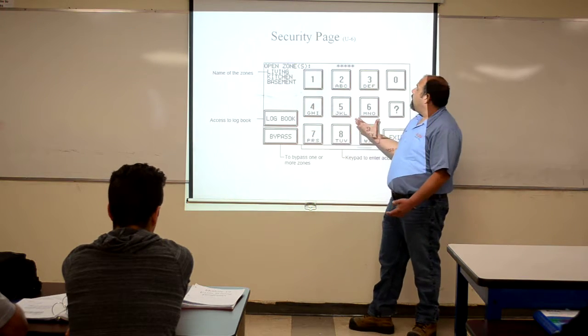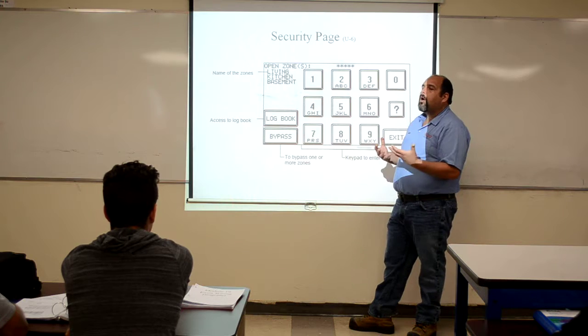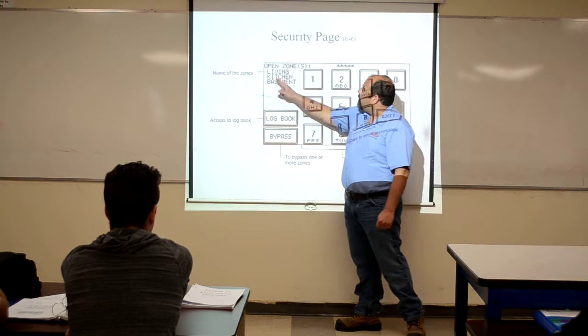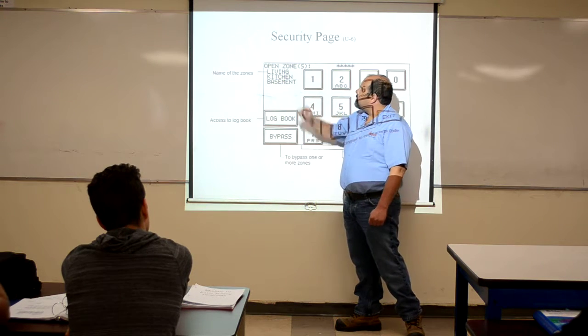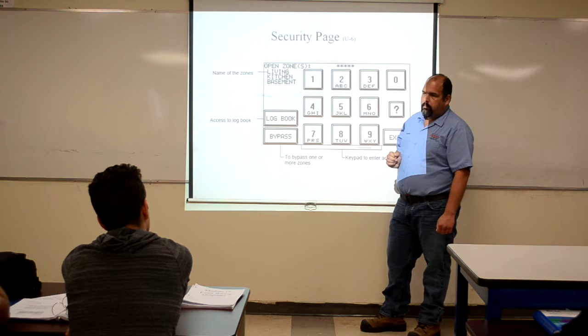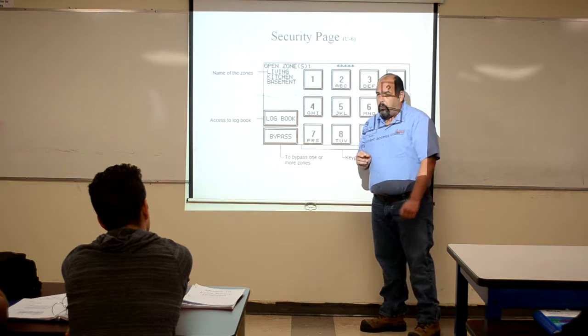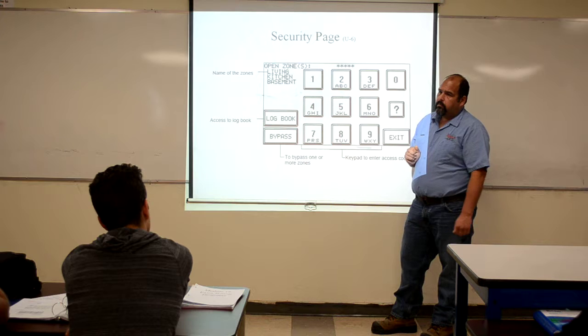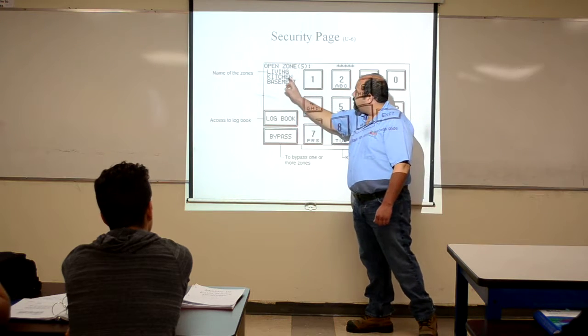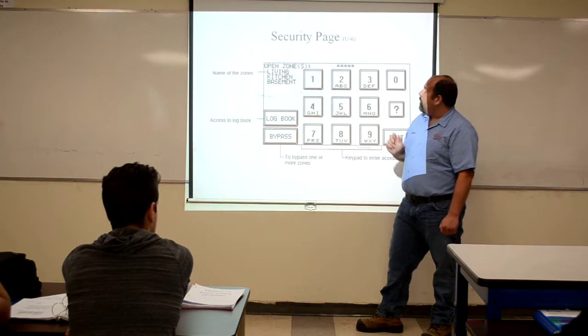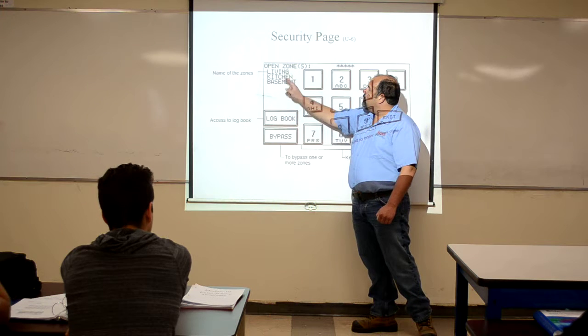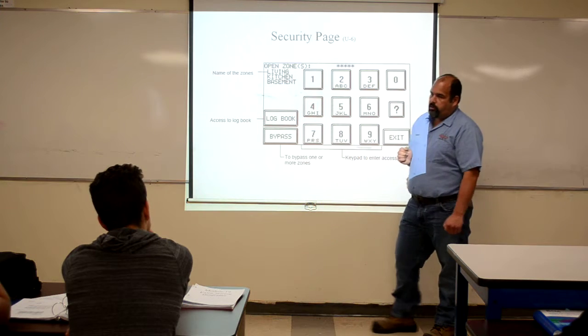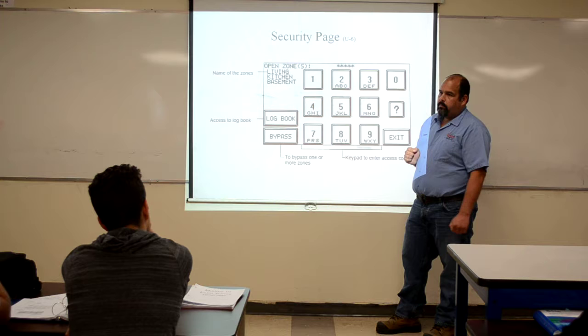So if my system is disarmed and I want to arm my alarm system, I'm going to see here the names of the zones: living room, kitchen, and basement. Probably all those windows are open. And if I try to arm my system, it will not arm. You left your living room windows, your kitchen windows, and your basement windows open. We can't arm the system.